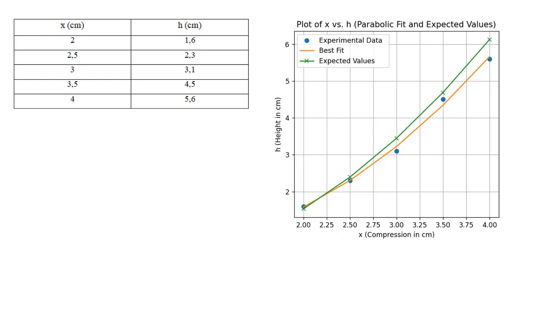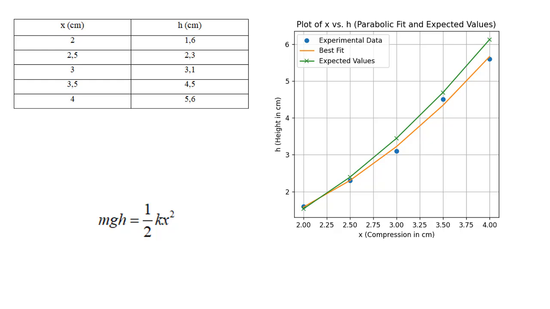The first plot shows us the relation between the maximum height of the puck and the compression amount of the spring. The reason the relation is parabolic is because of the equation shown on the screen. As the compression amount goes up linearly, the maximum height goes up quadratically.